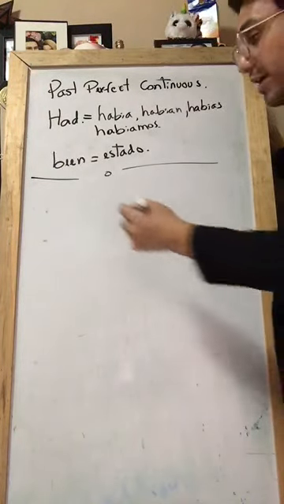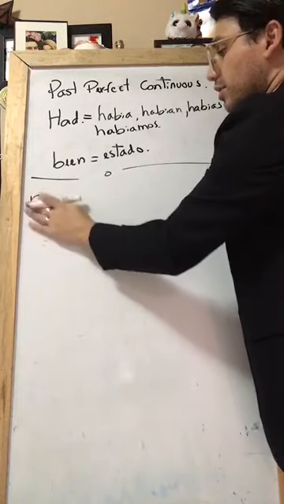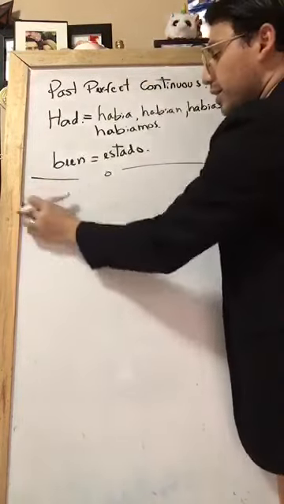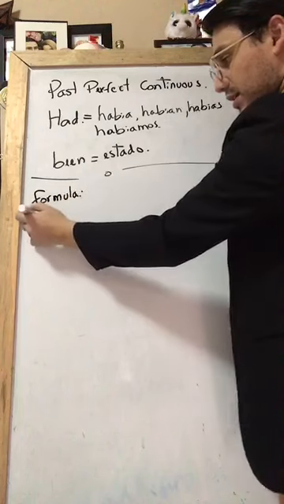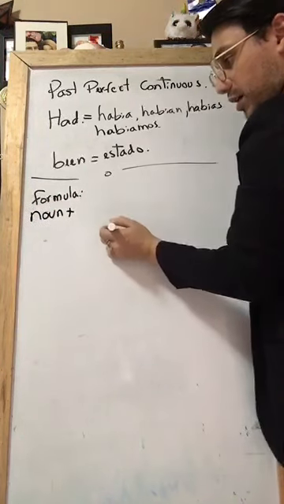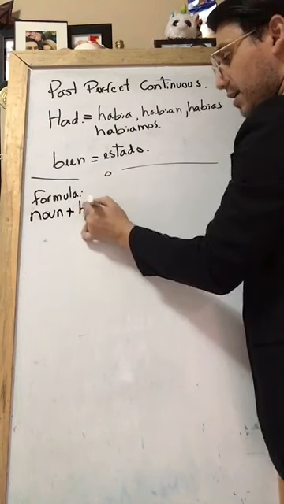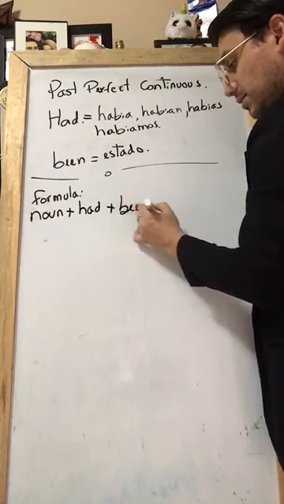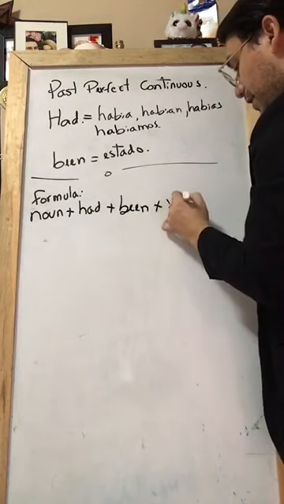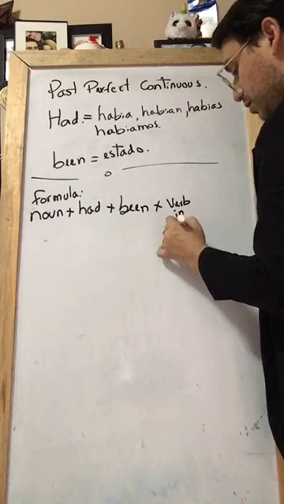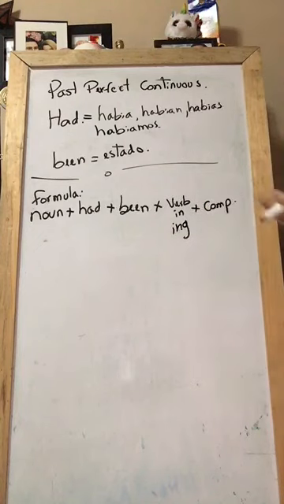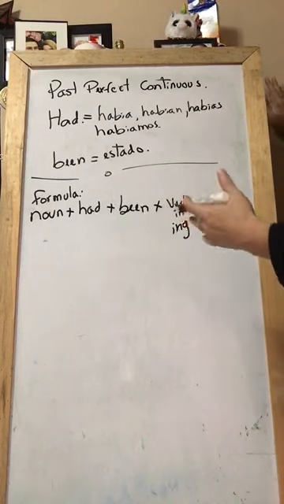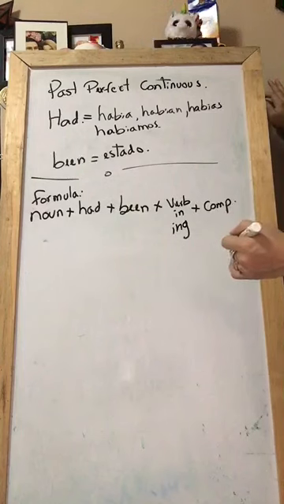We are going to start with the noun. Sorry, I constantly forget things. Formula: noun plus had plus been plus verb in continuous or ing plus complement. Now, as you can see, it's a formula that is super simple, so you don't have to worry about anything because it's super non-complicated.